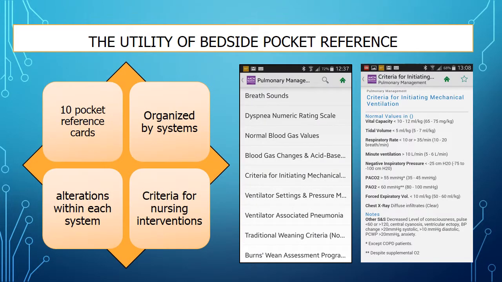The Bedside pocket references are organized by system. In all, there are 10. It is assumed that you would have an understanding of the pathophysiology of each of these systems in order to effectively use these pocket references. Each pocket reference does give a brief overview of pathophysiology, but focuses primarily on alterations within the system and abnormal assessment findings. Depending upon the system, you may find algorithms, and in all of them criteria for interventions.